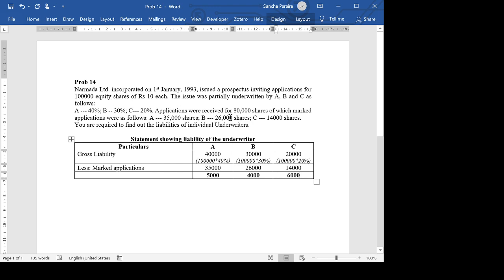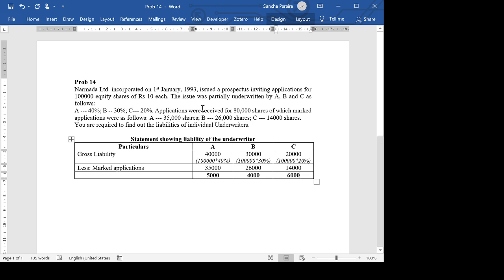But out of the 90,000 shares which the underwriters have underwritten, 5,000, 4,000, 6,000, 15,000 are yet to be done, and that is going to be done by the underwriters. So remember one thing, we don't minus the unmarked applications here because those unmarked applications go in favor of the underwriters.